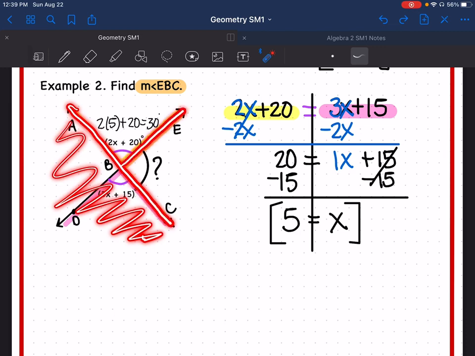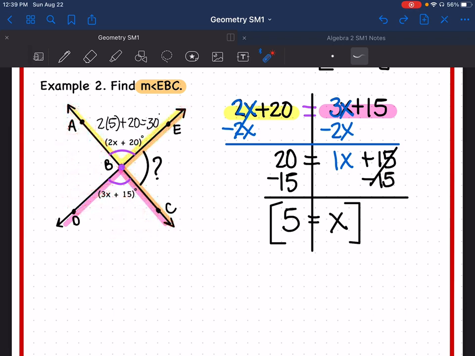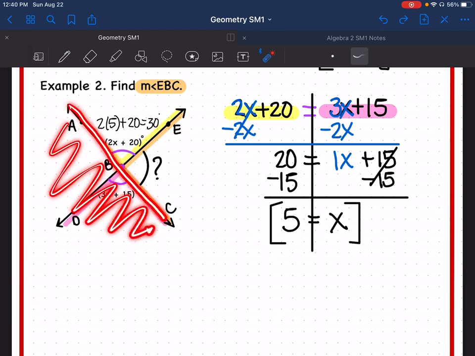Let's look at our foldable. If I look at the foldable, this looks like 2 of the pieces of my foldable. So let me do that again. Here's what I'm focusing on, right? Okay, this looks like 2 parts of my foldable. It looks like the linear pair and it looks like the supplementary angles. Either one of these will get the job done. I can flip up either one.